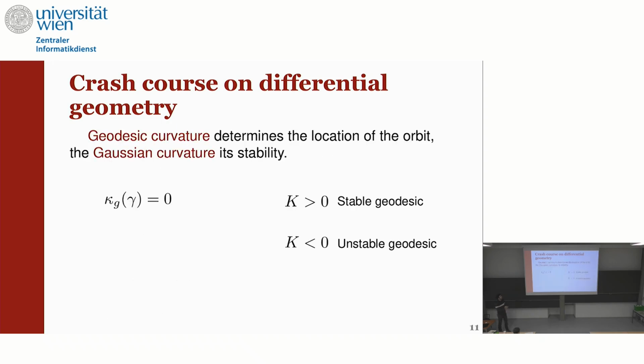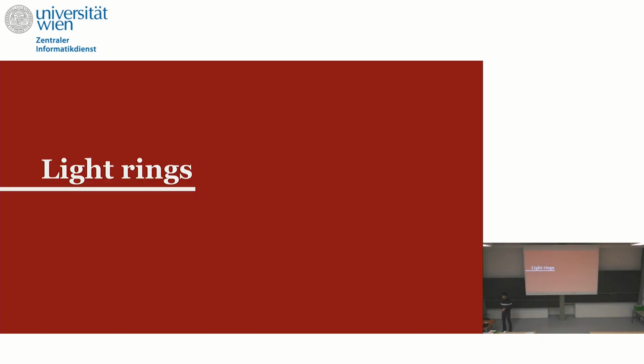So these are the two things we need to remember from this crash course on differential geometry. The geodesic curvature of geodesics vanishes, and the sign of the Gaussian curvature of the surface will determine the stability of this geodesic. So now we can apply this knowledge to the study of light rings, not to be confused with photon rings. Well, yes, Luciano?